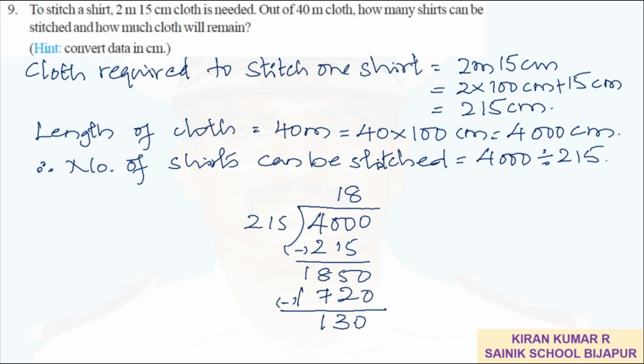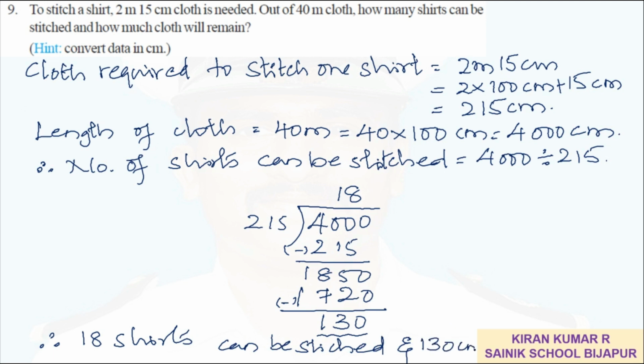This is the remainder. So I can conclude 18 shirts can be stitched and 130 centimeter cloth will remain. Whatever the remainder we get, that much length of the shirt material will be left out. Let's move on to the next question.